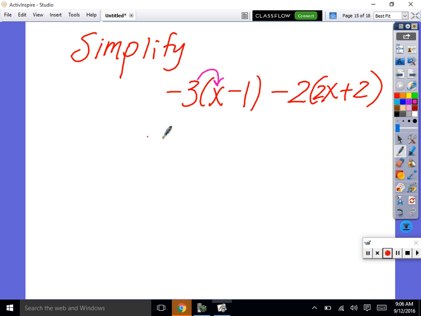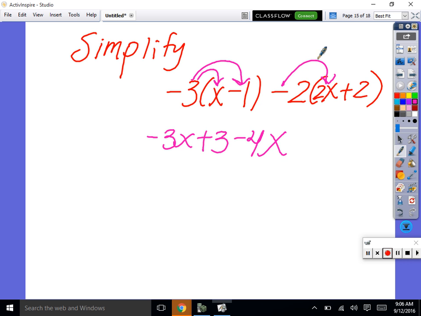So we distribute this through, that's negative 3x plus 3. We're going to be really careful here. Negative 2 times positive 2x is negative 4x. We're not going to make the sad mistake of not distributing that negative through. Negative 2 times positive 2 is negative 4. Now don't you just combine like terms? Positive 3 minus 4 is negative 1.